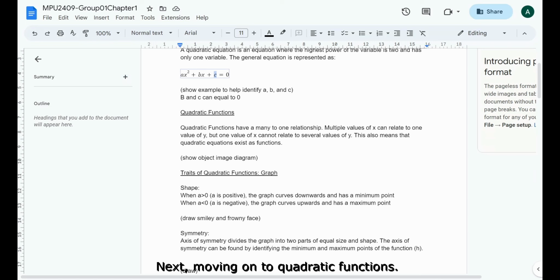Next, moving on to quadratic functions. Quadratic functions have a many-to-one relationship. Multiple values of x can relate to one value of y, but one value of x cannot relate to several values of y, because this is what's known as a function, a many-to-one relationship or a one-to-one relationship, but not a one-to-many relationship. If we were to visualize it, we have x here and y.